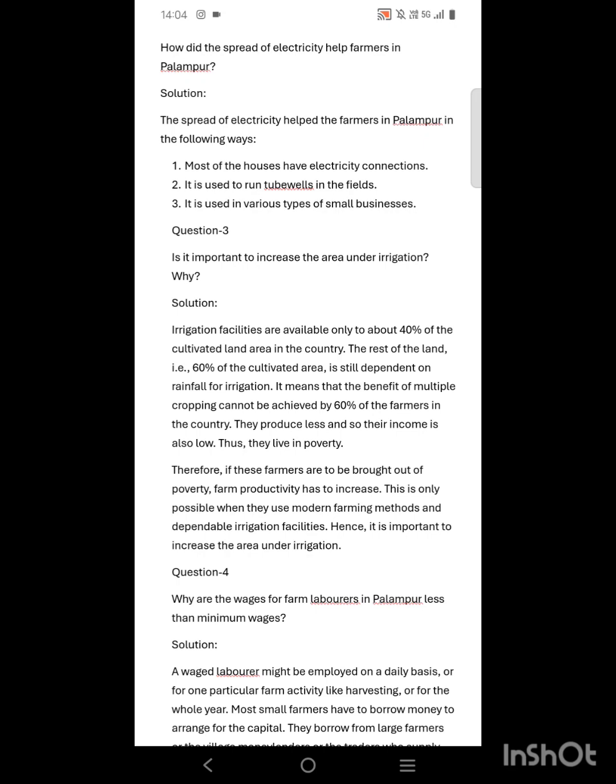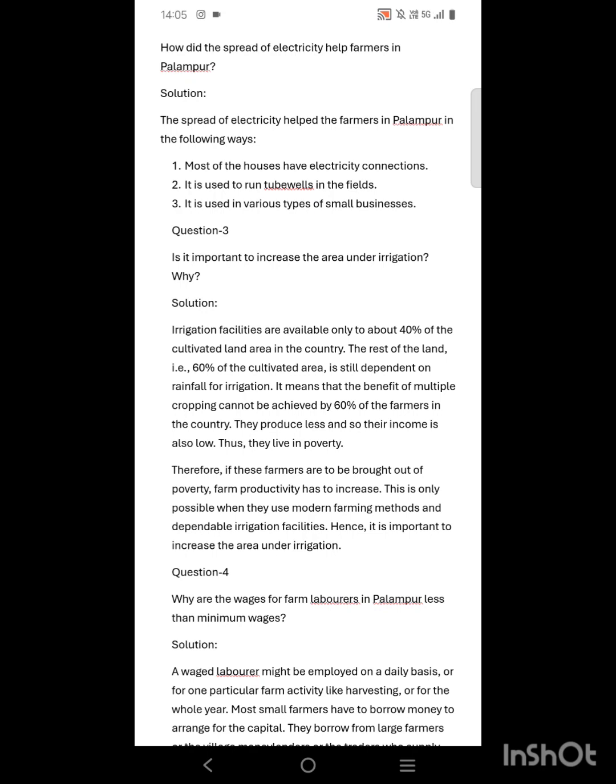This is only possible when they use modern farming methods and dependable irrigation facilities. Hence, it is important to increase the area under irrigation. Okay, so in our country, only 40% of the cultivated land has irrigation facilities, and the remaining 60% of the cultivated area is still dependent on the rains of the monsoon season. So it means that the benefit of multiple cropping cannot be achieved by 60% of the farmers.